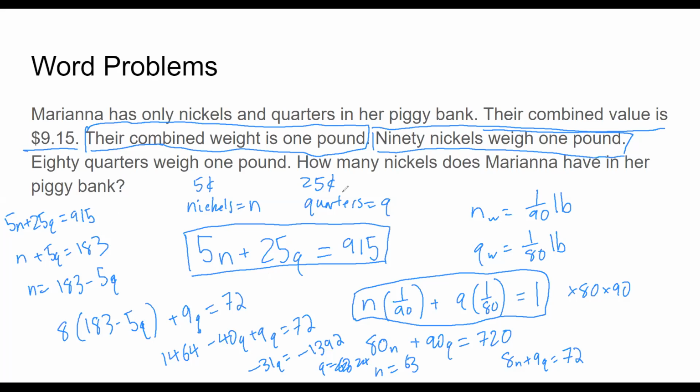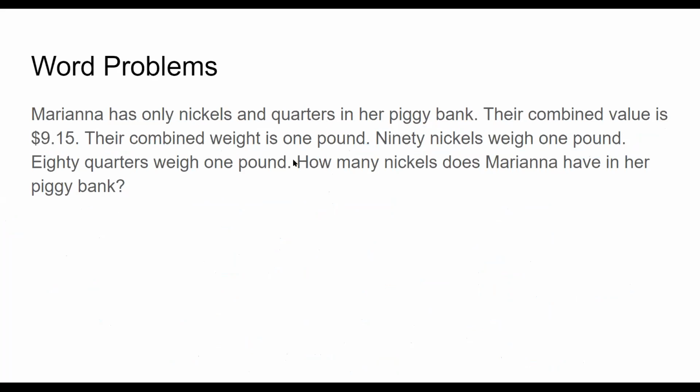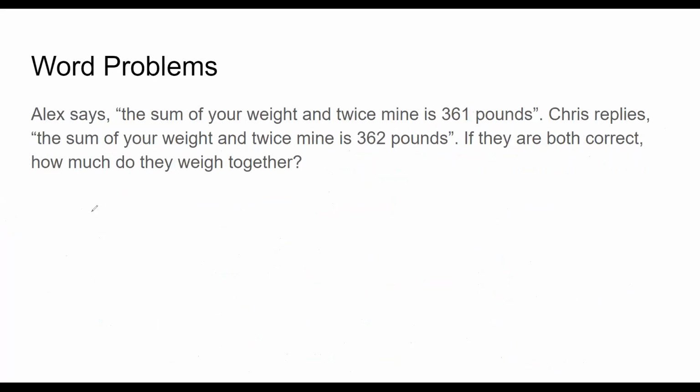And yeah, let's just move on to the next one for now. This one is a little simpler. Alex says the sum of your weight and twice mine is 361 pounds. Chris replies the sum of your weight and twice mine is 362 pounds. If they're both correct, how much do they weigh together?